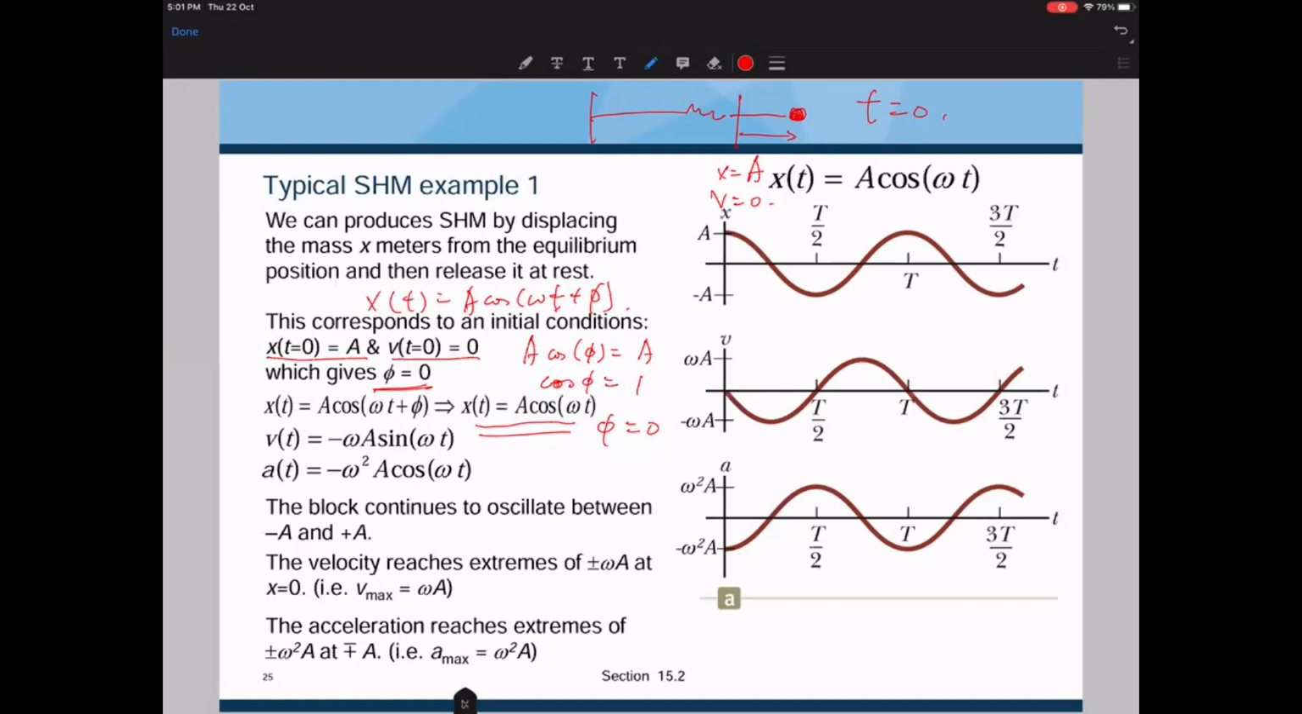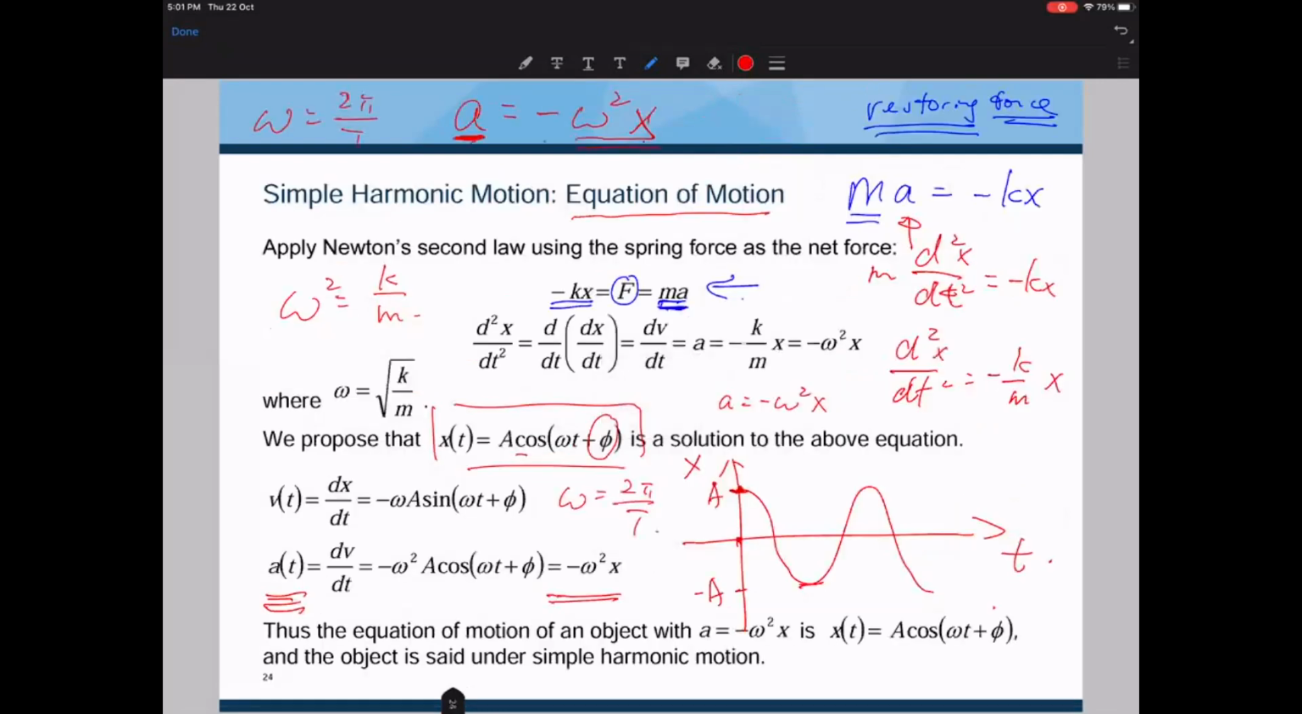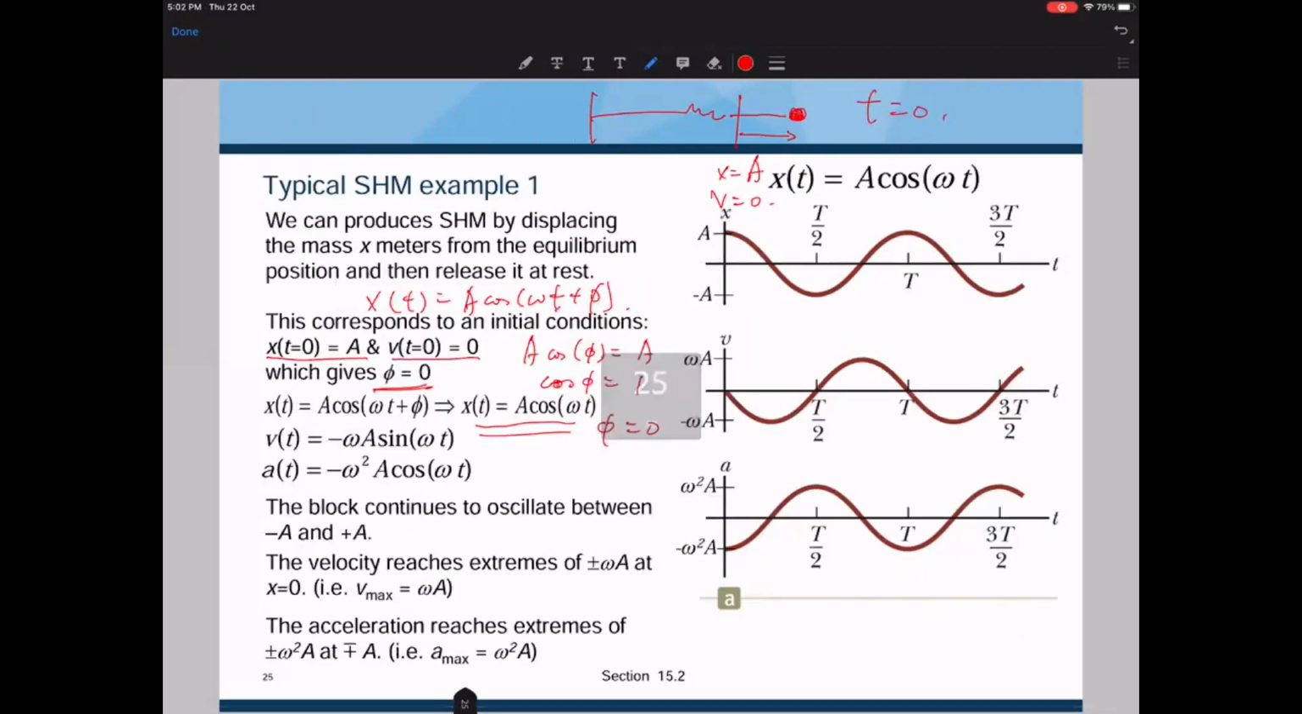What about velocity? For the velocity, let us refer to the previous page. Velocity is minus omega A sine (omega t plus phi). So we just put the things back into the equation. Phi becomes 0. So it becomes minus omega A sine omega t. Acceleration is minus omega squared A cosine omega t. These two come from the previous page, when phi is equal to 0.